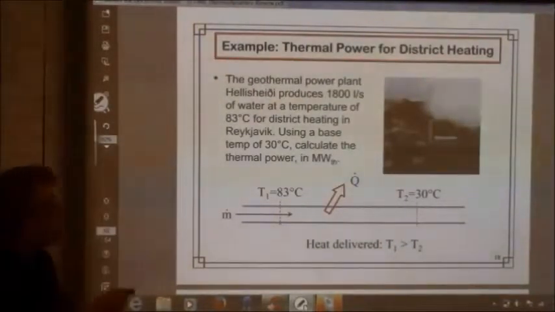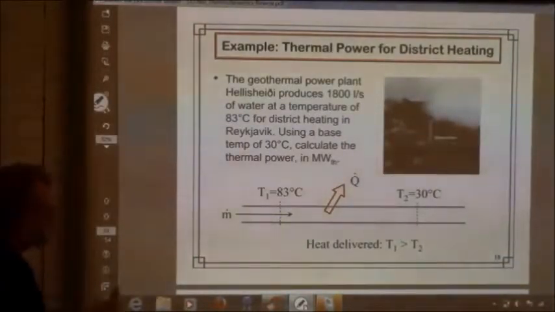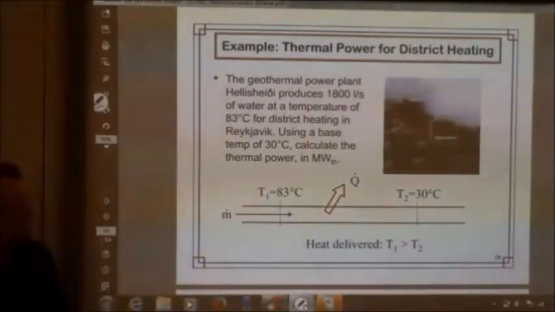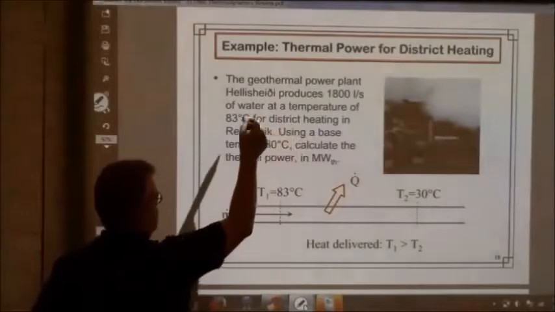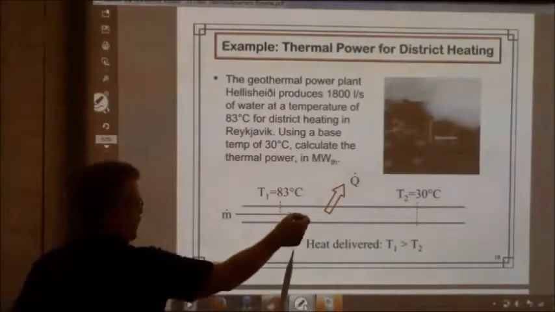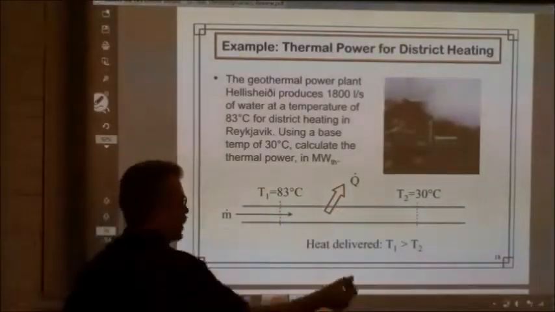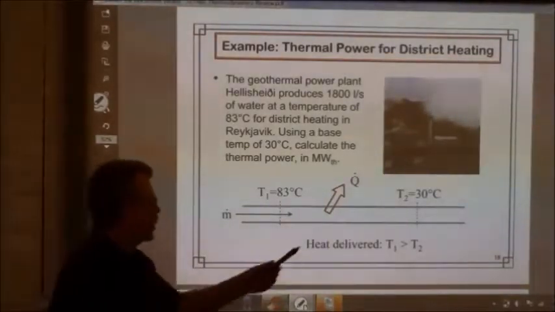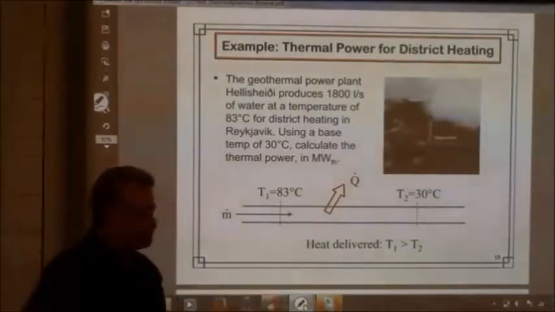So here we're actually getting into some actual renewable energy. This is a geothermal power plant at Hellisheidi, which provides district heating, or supplies hot water for the city of Reykjavik. The water is at a temperature of 83 degrees C, and then it's used in Reykjavik, and the base temperature, when it's no longer considered hot water, is 30 degrees C. We want to figure out the thermal power in this water.